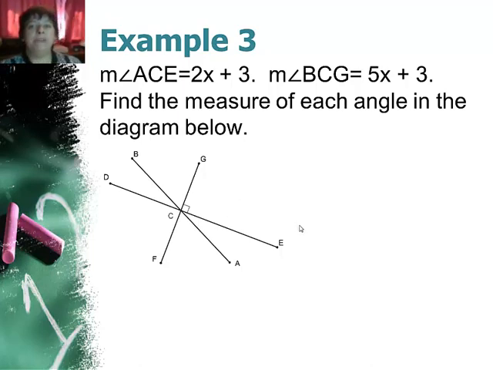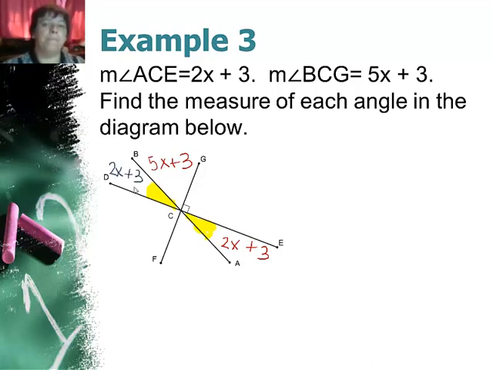Here's a more complicated one. So the other one we had degrees. Now I have variables. But I'm still going to use the same basic ideas. First of all, I'm going to label both the angles I know. Angle ACE is 2x plus 3. Angle BCG is 5x plus 3. The next thing I'm going to notice is that there's a vertical angle pair here. So that means this angle is congruent to BCD. So I can put 2x plus 3 over there as well.